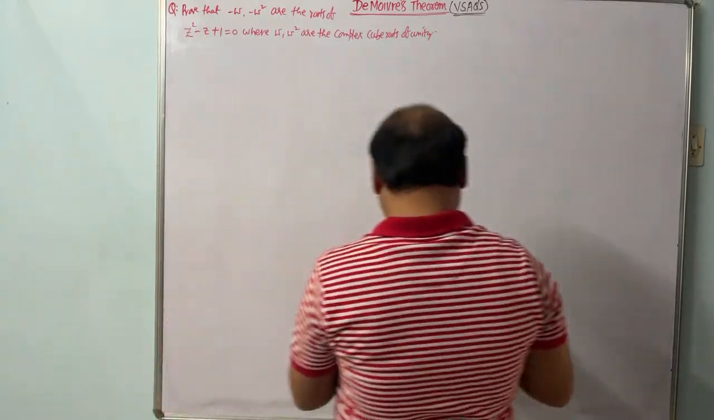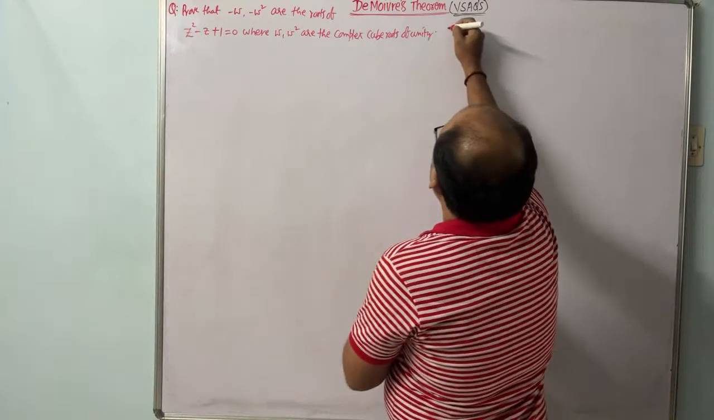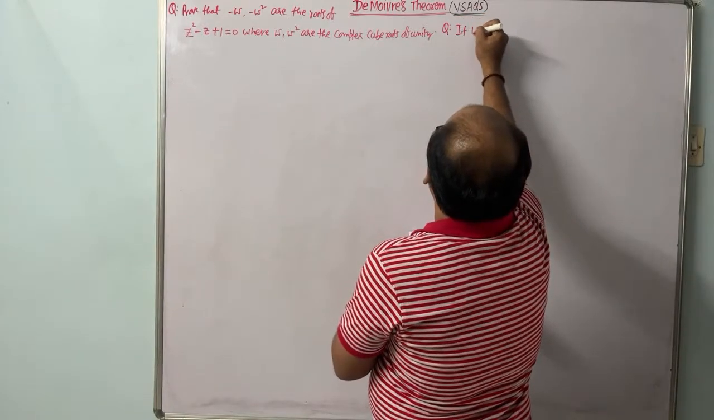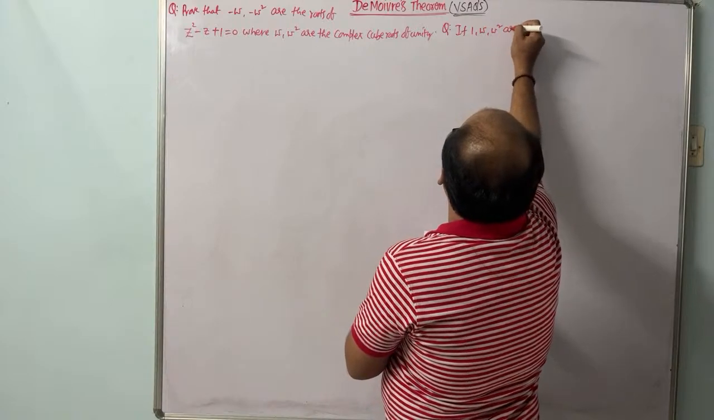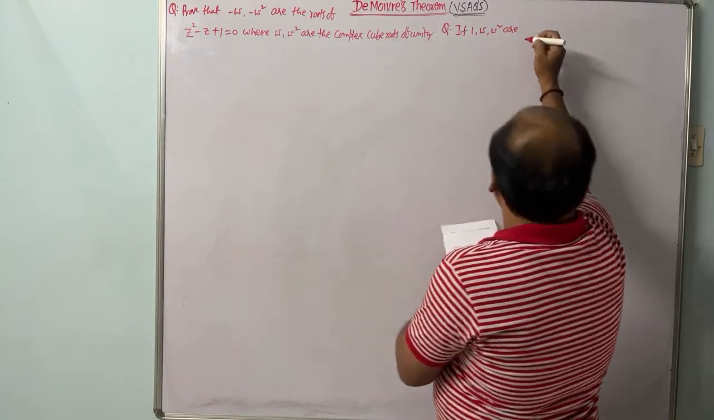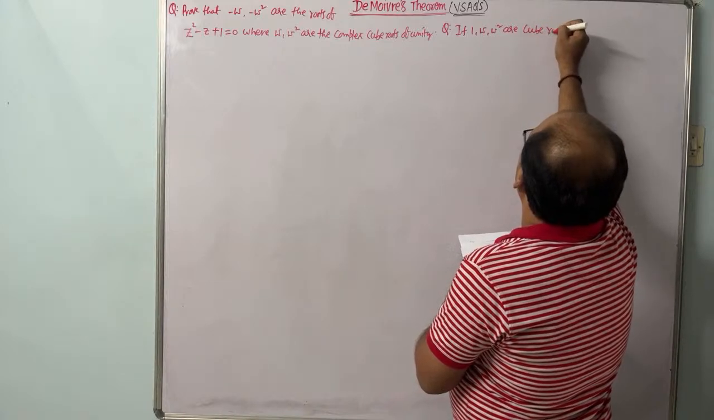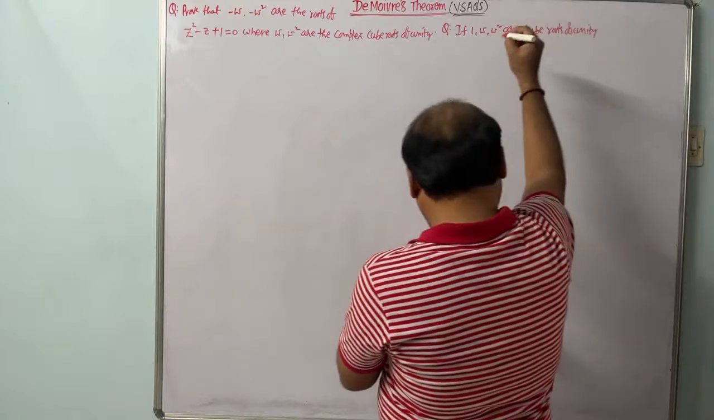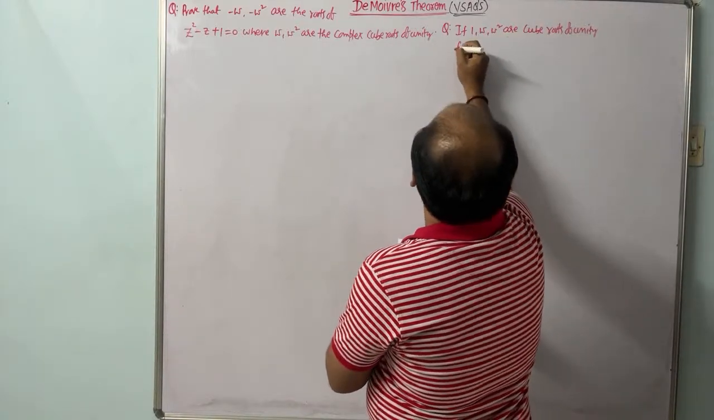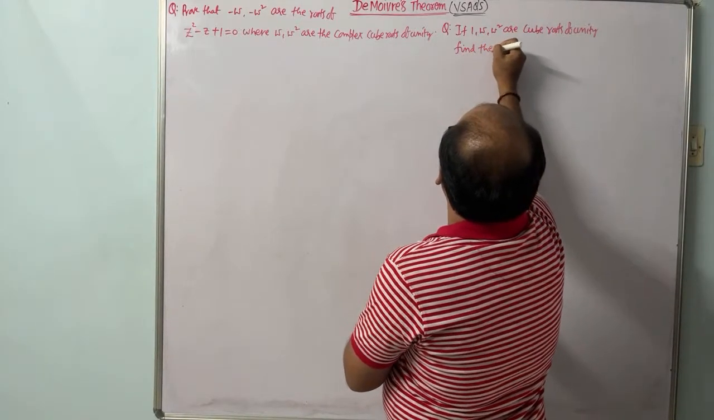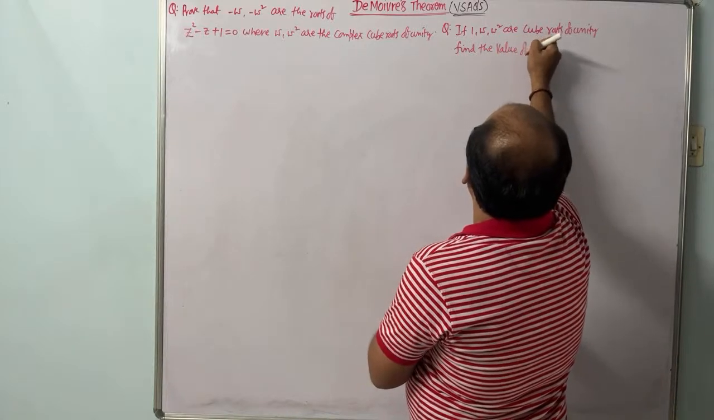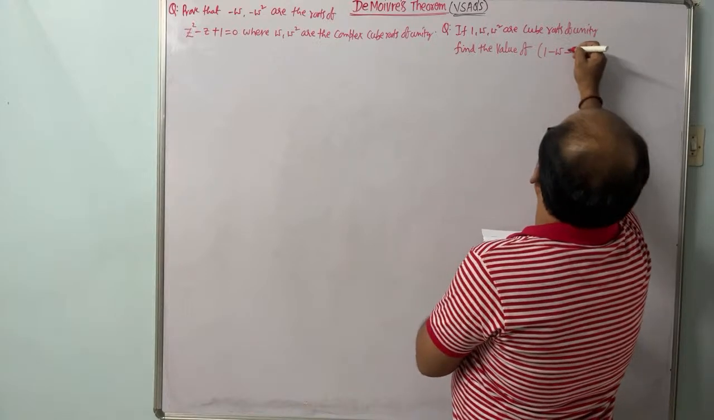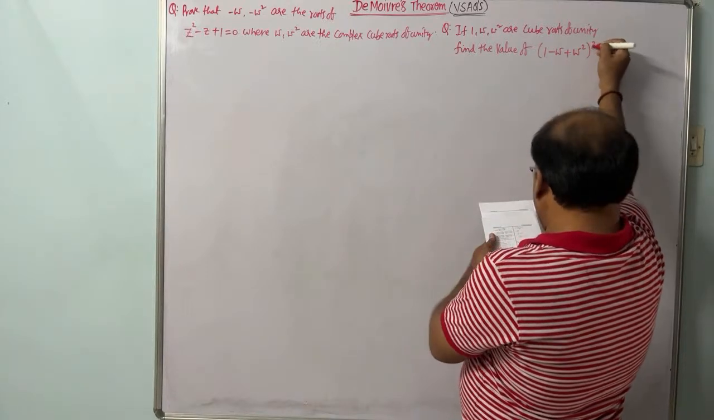One more question. If 1, omega, omega square are cube roots of unity, find the value of (1 minus omega plus omega square) whole cube.